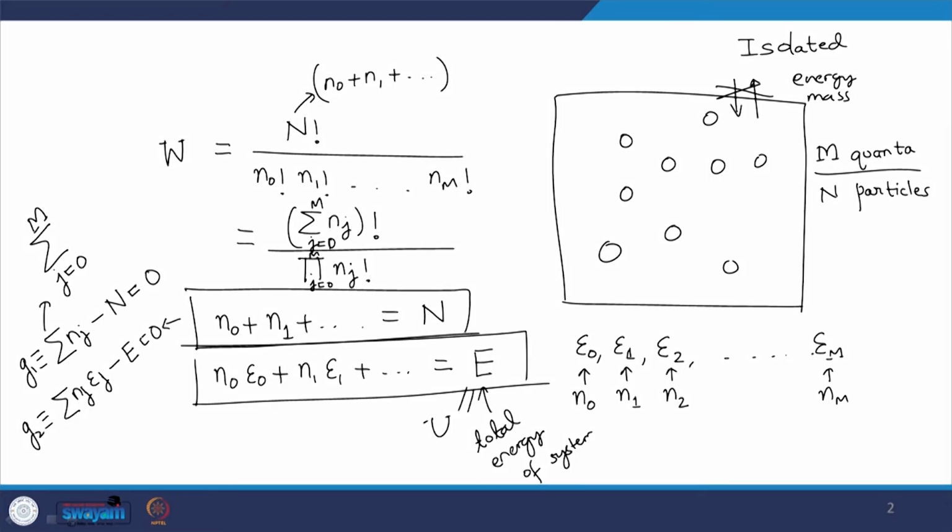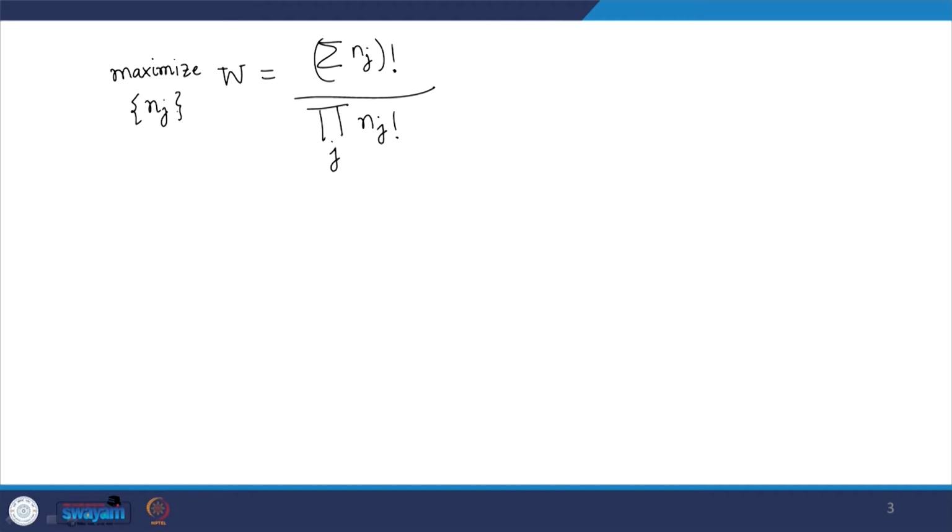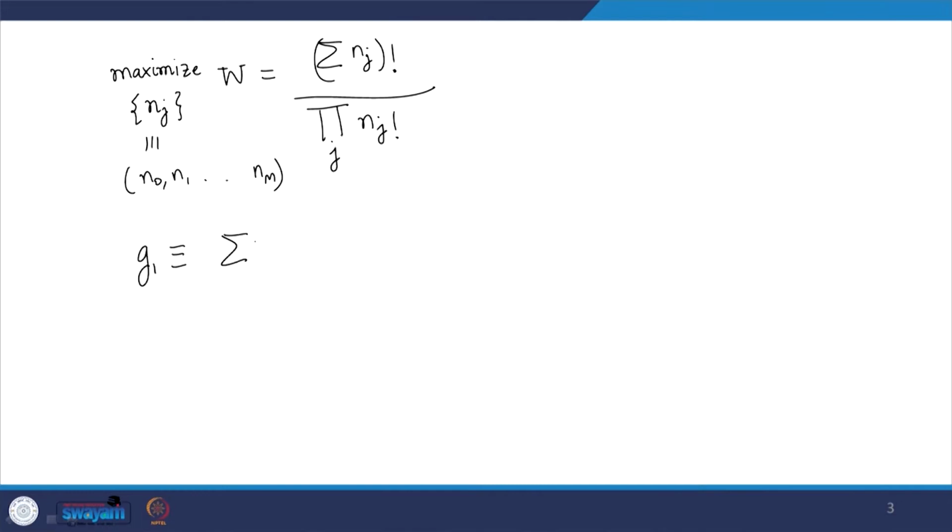So, essentially in the shortcut notation, the formula is W is sum over Nj factorial by product over Nj factorials, and we have to maximize this. So, we have to find the values of Nj for which this function is maximized. Whenever I put a curly bracket, this is a shortcut for n naught, n1 to nm. And this is subject to the two constraints I just wrote, that is G1, that is sum over Nj minus n is equal to 0, and G2, that is sum over Nj epsilon j minus E is equal to 0.